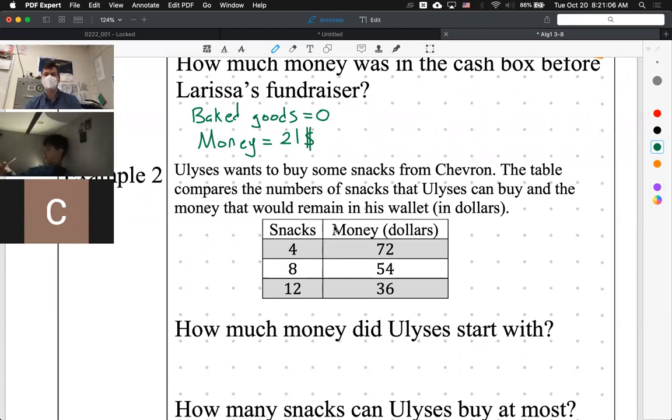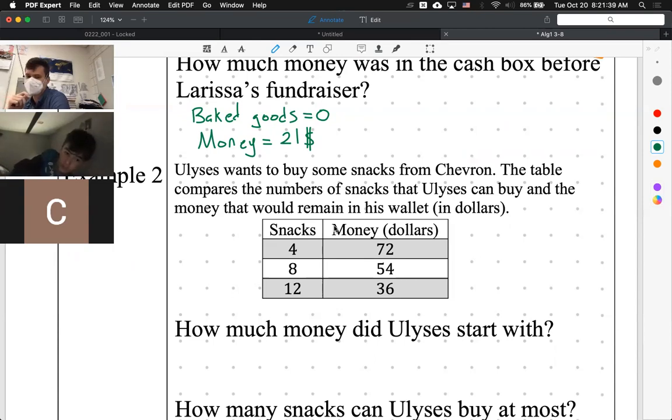Okay, yeah, the question is, how much money did Ulysses start with? How much money was in his wallet to begin with? Not quite, because that's after he bought 4 snacks. I have to somehow start with whenever I had no snacks. I didn't buy any snacks, but how are we going to do that? If you want to answer it, you can, or you can call on someone else.